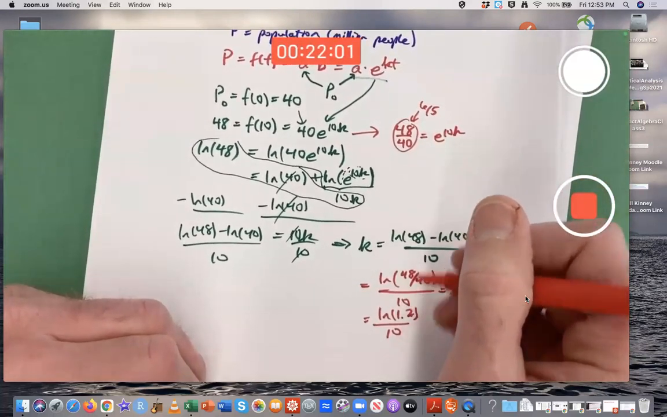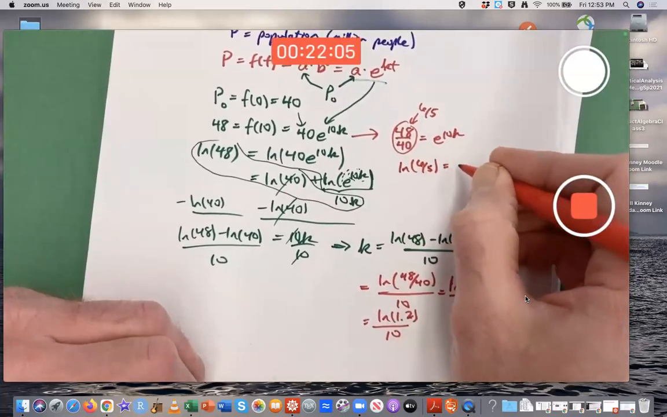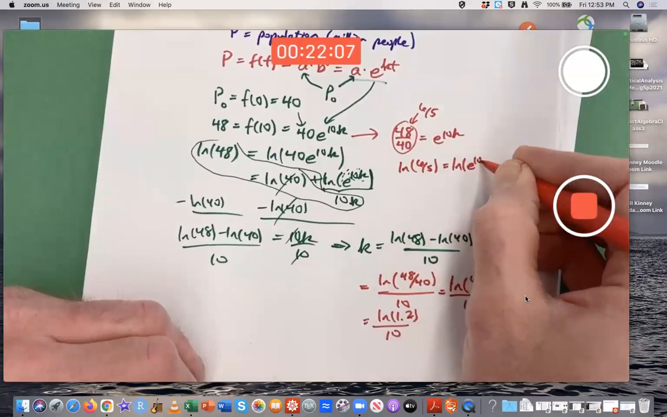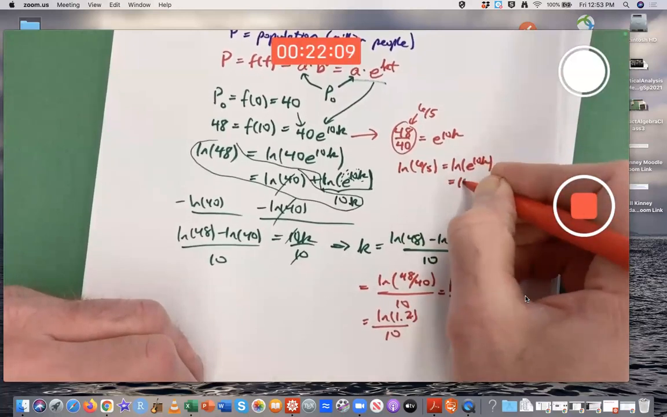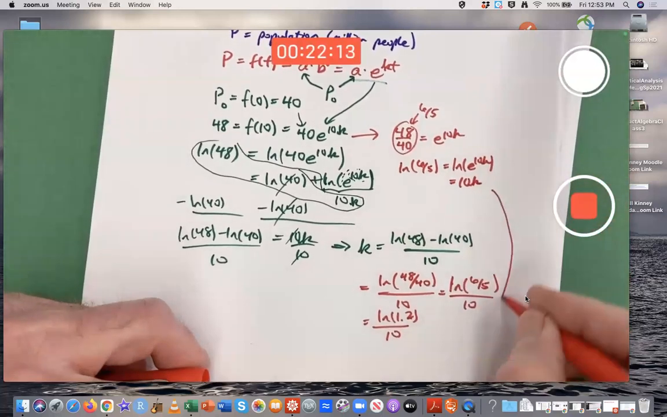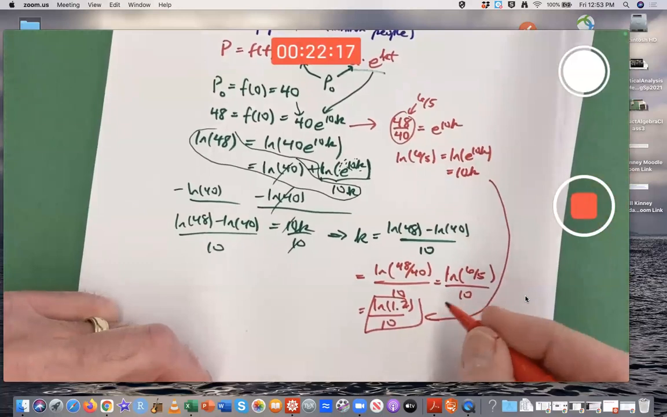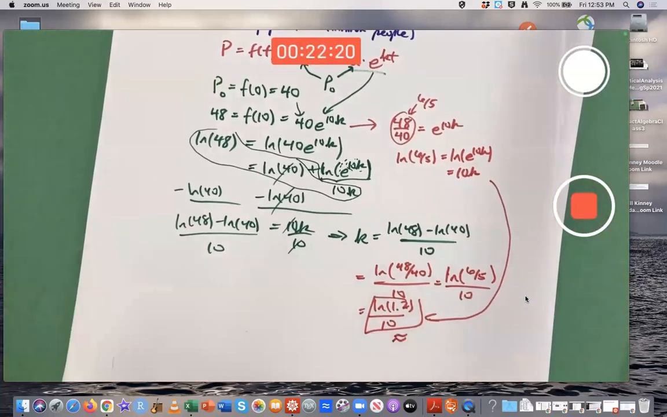Now take the natural log of both sides. Natural log of 6/5 is natural log of e to the 10k, which is 10k. And once again, divide both sides by 10, and you'll end up with the same answer. There's the exact form of the value of k. You should be able to write answers in exact form, not just approximations.